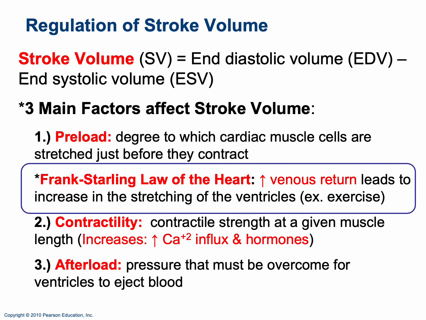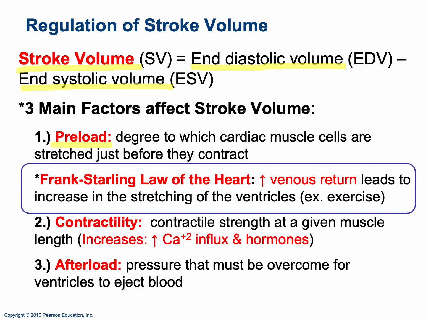We now take a look at the regulation of stroke volume. This might be one term we're not as familiar with, stroke volume. So we look at stroke volume, and ultimately it's looking at the end diastolic volume, EDV, minus the end systolic volume. So 3 main factors affect stroke volume.